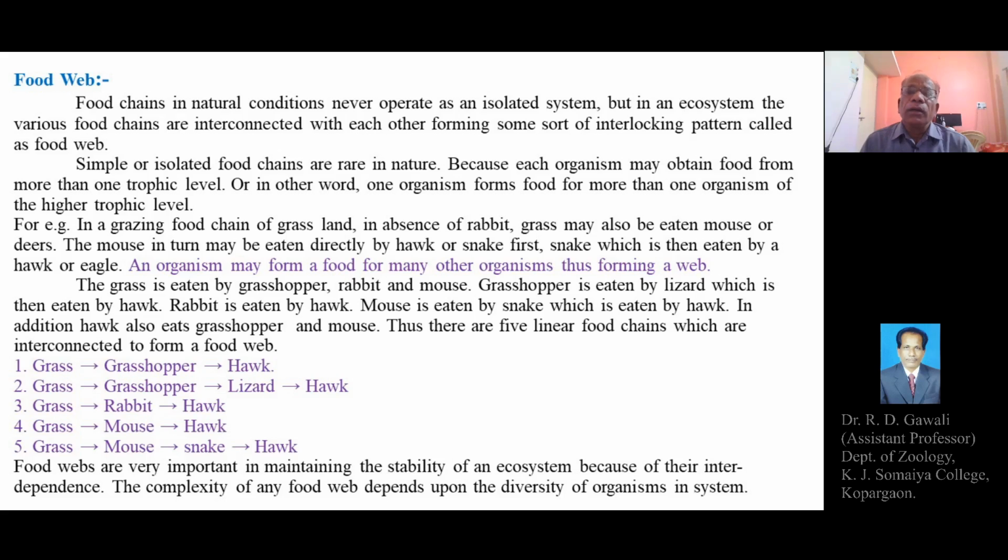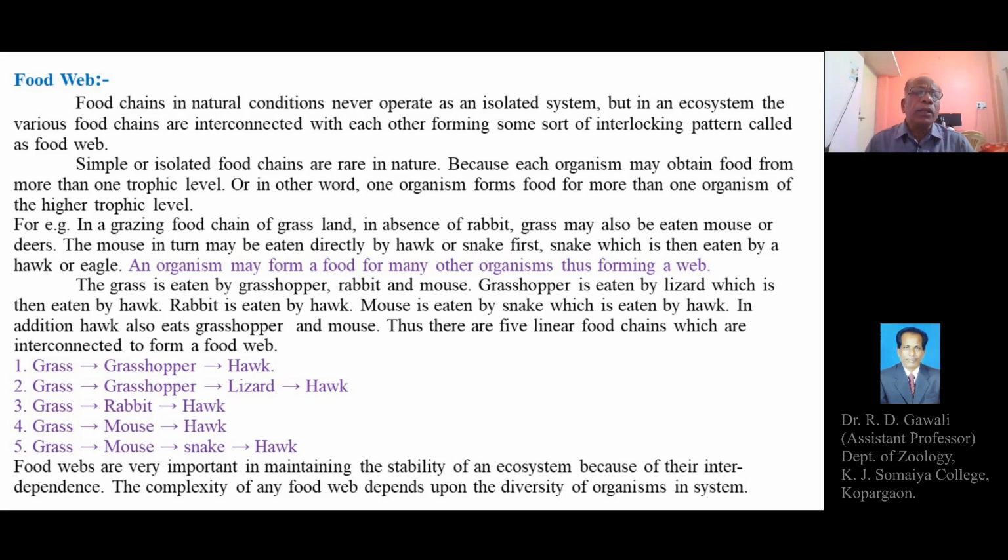Friends, the food chains present in the ecosystem never operate singly or as an isolated system. We can say food chains in natural conditions never function as a separate or isolated system, but in an ecosystem several food chains are interconnected with each other and form some sort of interlocking pattern or network called a food web.